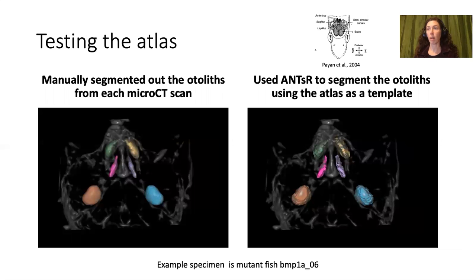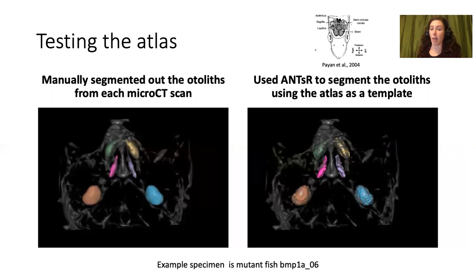However, before we can quantify phenotype, we need to test that our atlas is doing a good job of representing the anatomy of interest. To test the atlas, we use otoliths or ear bones of our zebrafish. These videos show a manual segmentation on the left and a segmentation created from our atlas on the right of the otoliths from one of our mutant fish. To orient you to the head of the fish, the head is facing down, just like in the diagram in the upper right corner of the slide, and we are looking down from the dorsal view of the fish as the video starts to play.